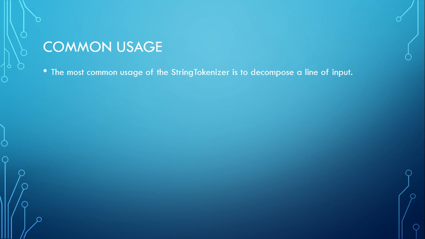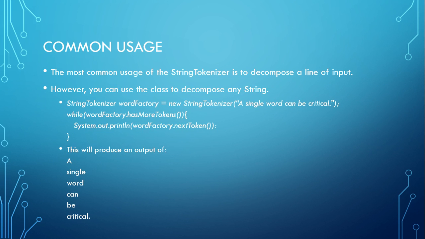All right, some common usage. The most common usage of the StringTokenizer, as I already mentioned, is to decompose a line of input. So if someone types something in, then it breaks it down into the different words. However, you can use the class to decompose really any string. So in this example, I have StringTokenizer wordFactory equals new StringTokenizer("A single word can be critical"). Then I have a loop, which is going to analyze it. While wordFactory.hasMoreTokens(), System.out.println(wordFactory.nextToken()), which if you were to run that code would produce an output of a single word can be critical.